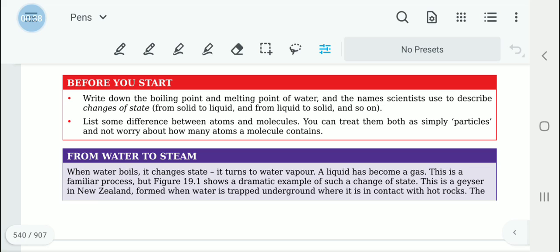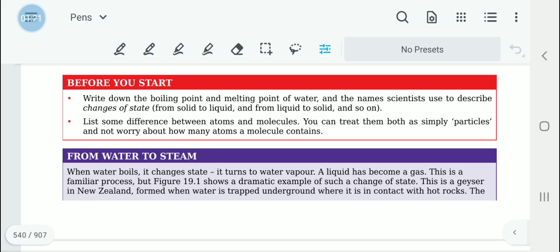So now, if you have forgotten these things, you should revise on that. Before you start, they say write down the boiling point and melting point of water. So you have to know what melting point is, what boiling point is, and the names scientists use to describe changes of state. That is, the change from solid to liquid, then liquid to solid, then directly solid to gas. So those names you must know.